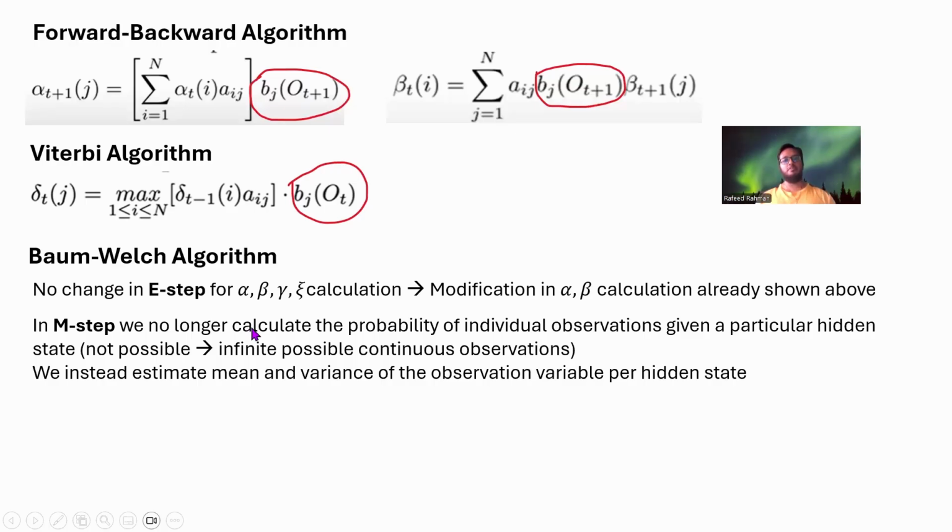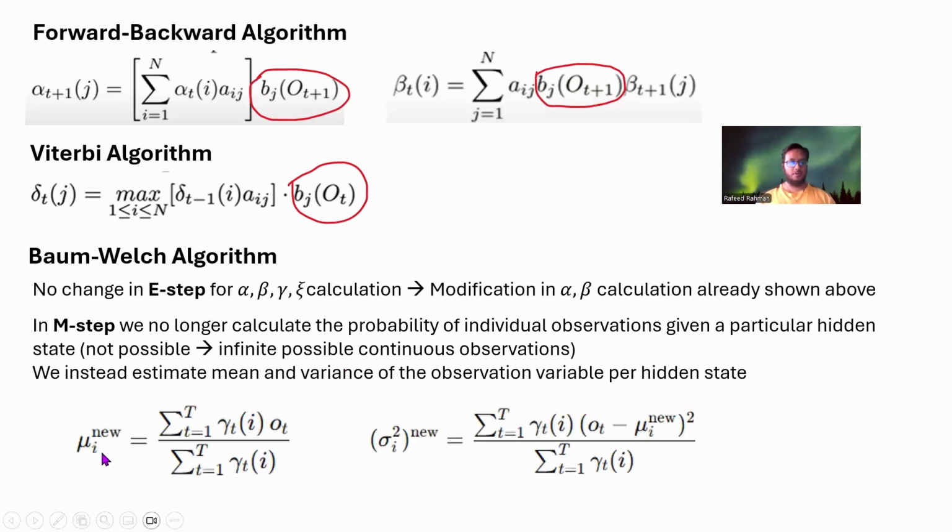For example, in the previous videos, we actually calculated the probability of some observation given a state. But now it is not possible, as I mentioned before, because there are infinite possible continuous observations. So instead, what we need to do is estimate the mean and variance of the observation variables for each hidden state separately. So this is the formula.